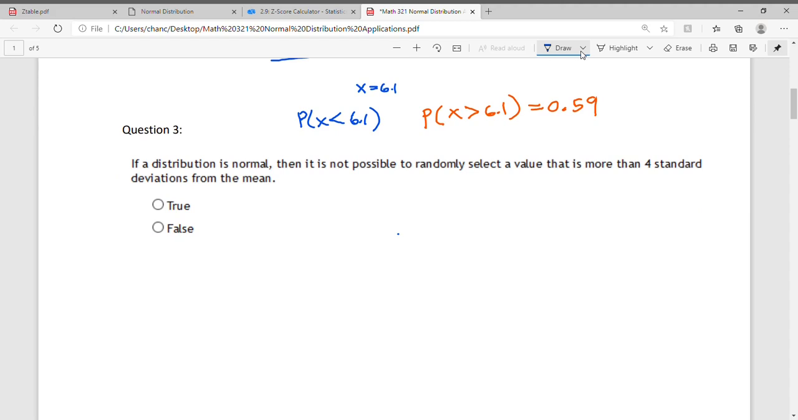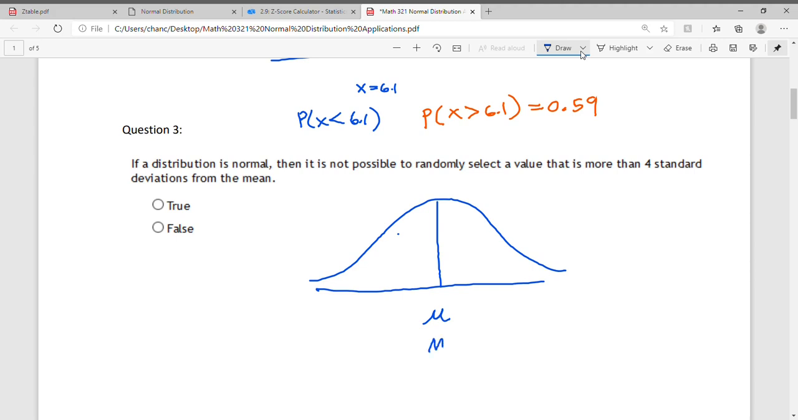Question number 3. If a distribution is normal, then it is not possible to randomly select a value that is more than 4 standard deviations above the mean. For question number 3, we'll again draw our normal distribution. Recall the mean is always in the center for our normal distribution. And if we have a perfectly symmetric and bell-shaped figure, the median is also in the center.